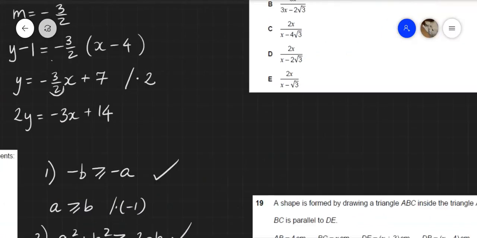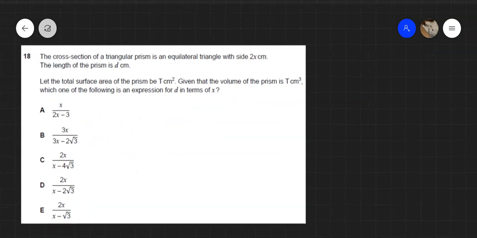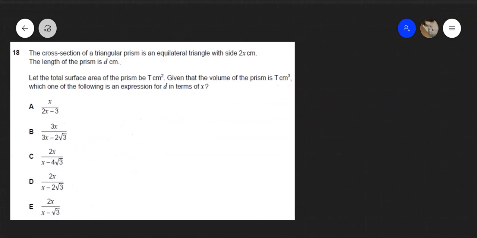Next question, 18. The question on stereometry. The cross-section of a triangular prism is an equilateral triangle with side 2x centimeters. The length of the prism is d centimeters. Let the total surface area of the prism be t centimeters squared. Given that the volume of the prism is t centimeters cubed, which one of the following is an expression for d in terms of x?